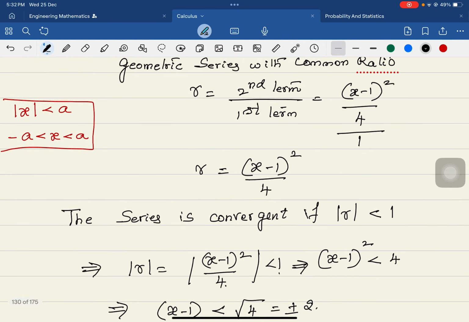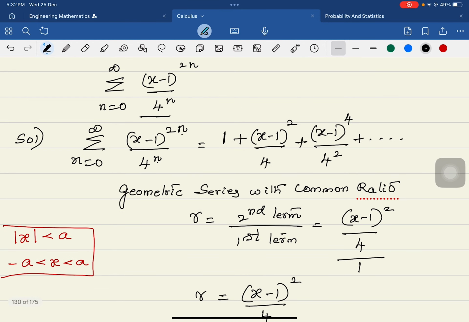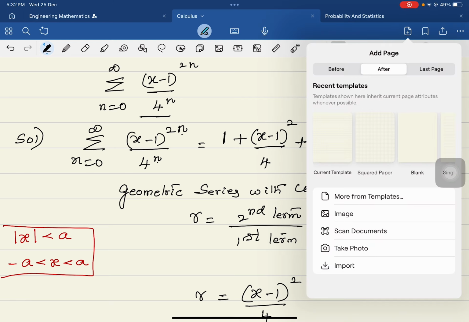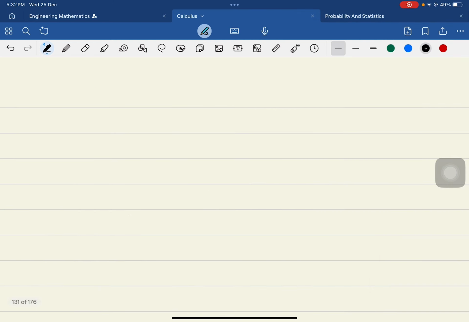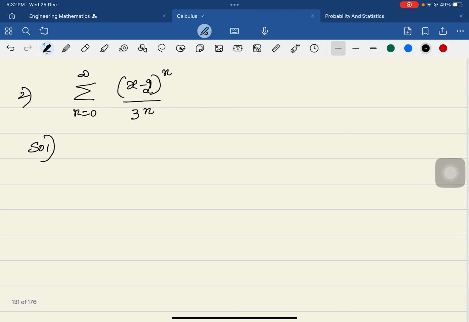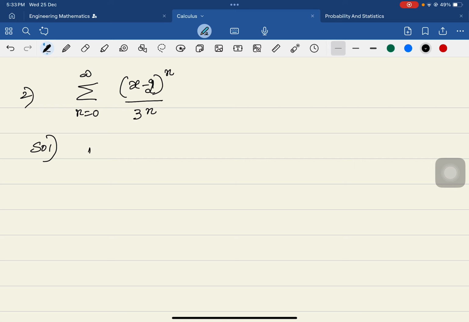Now let us have one more problem, because many students are asking this type of questions, how to solve it. Suppose I have another question like this. Summation of (x minus 2) the whole power n by 3 power n, n is equal to 0 to infinity. Find the interval of convergence only. So now what is your equation? How to expand this? When n is equal to 0, it is 1.